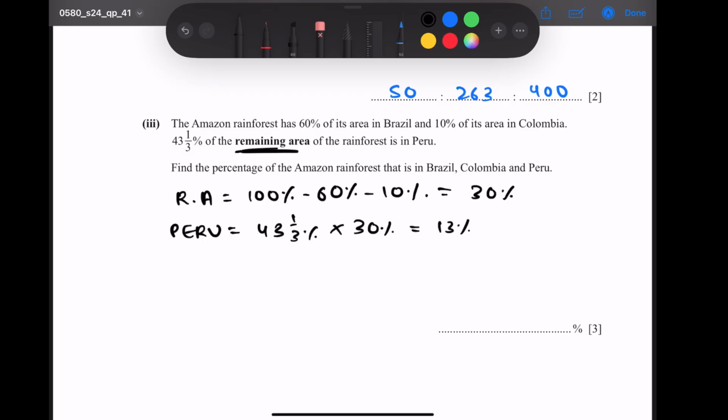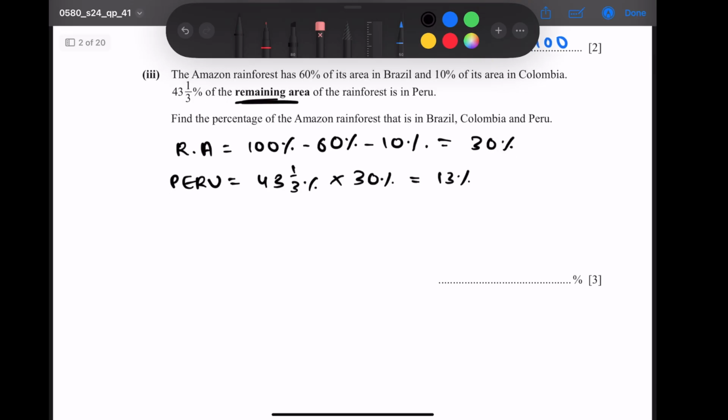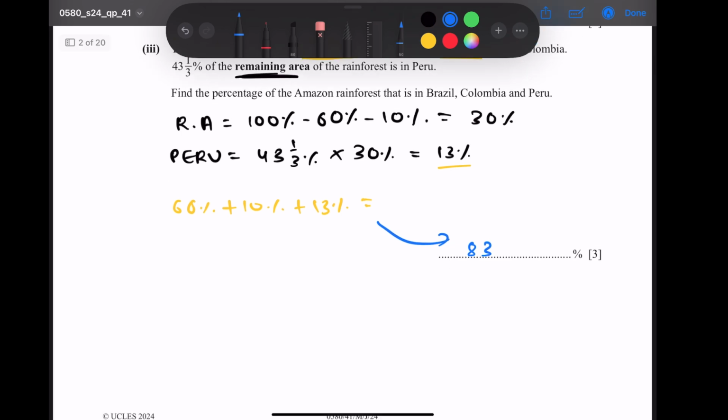Now the percentage of the Amazon rainforest that's in Brazil, Colombia, and Peru would be equal to adding all three of these values. So 60% plus 10% plus 13% is equal to 83%. And this is our final value.